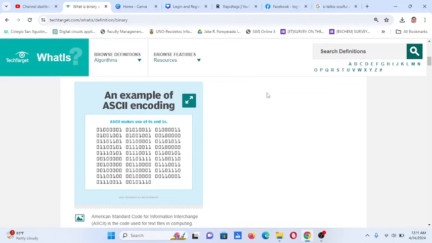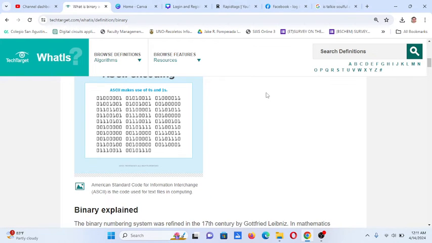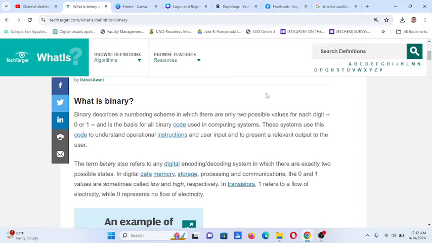So we have here a sample of ASCII encoding. Okay, so binary numbers guys are very essential in computers that we should be familiar with. Okay, thank you so much guys for watching. I hope that you have learned something new about binary numbers, what they are, and their usefulness in computing systems.